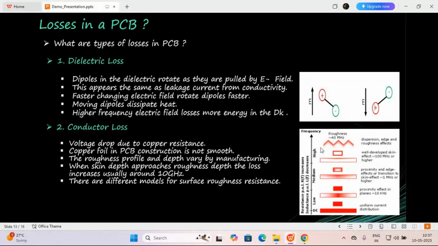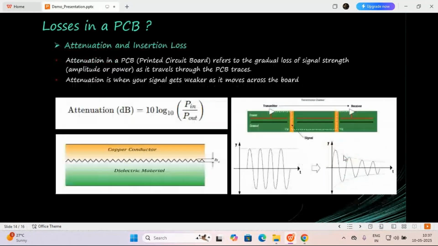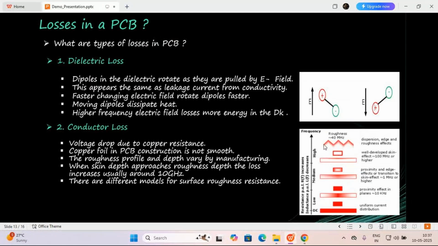Also, the distance covered by the electron increases, because in case of a rough surface, it flows from here to here very smoothly. But once the surface becomes rough, it has to travel a longer distance. It has to go down, up, down, up, down. The distance increases. Because of that, the signals also get more distorted, because that distance is increasing. There are different models for surface roughness resistance.